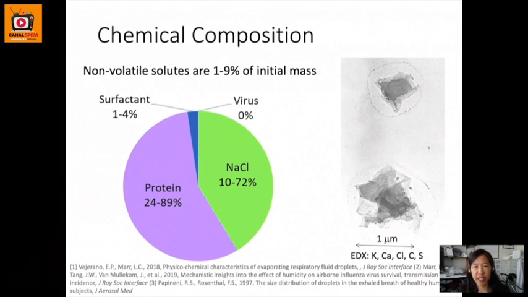The transmission electron microscope image on the right-hand side shows some real respiratory droplets captured on a substrate. And you can see there's kind of a ring around the edge, which is presumed to be the initial droplet size. And then we see what's left, these crystals, after it's evaporated. And by energy dispersive X-ray spectroscopy, those are shown to contain potassium, calcium, chloride, carbon, sulfur, things that we would expect to see in our respiratory fluid.